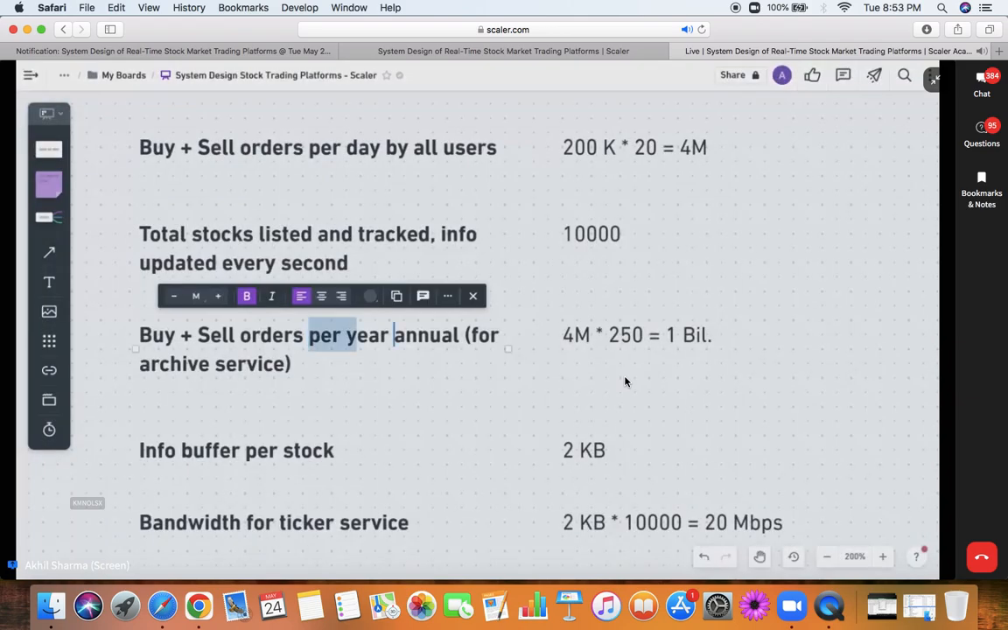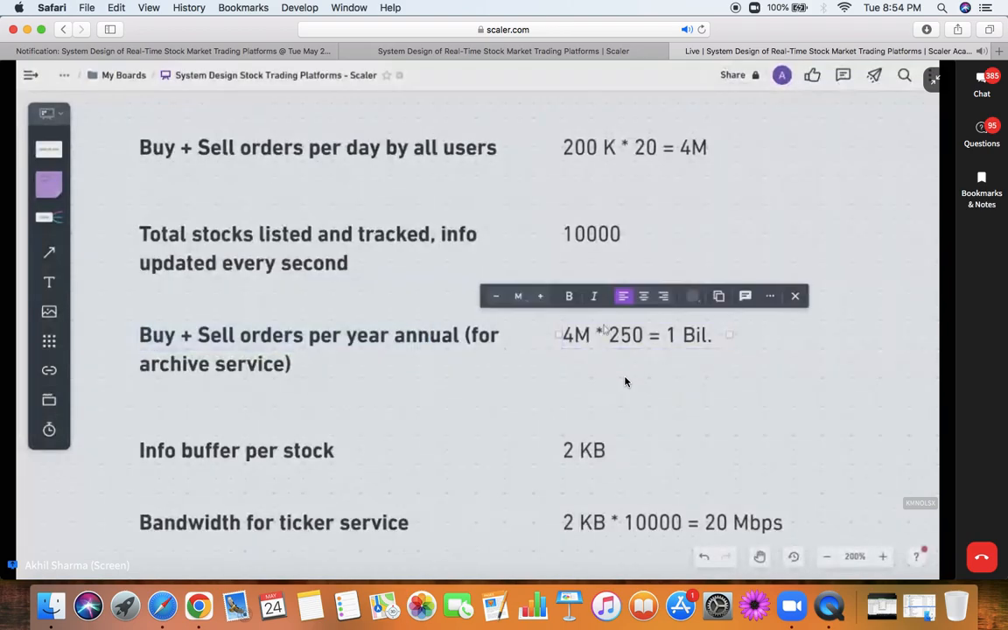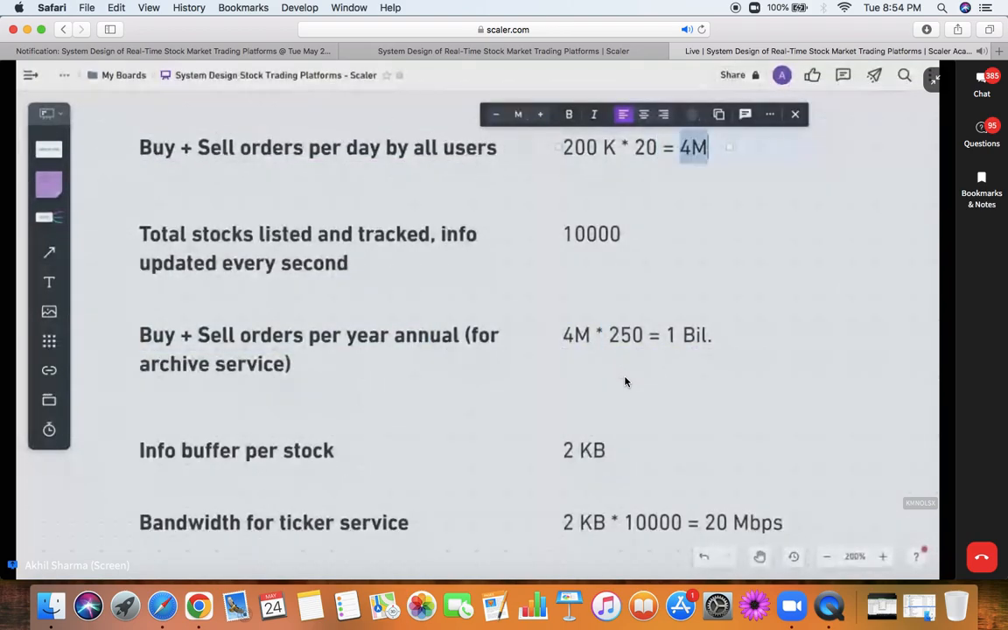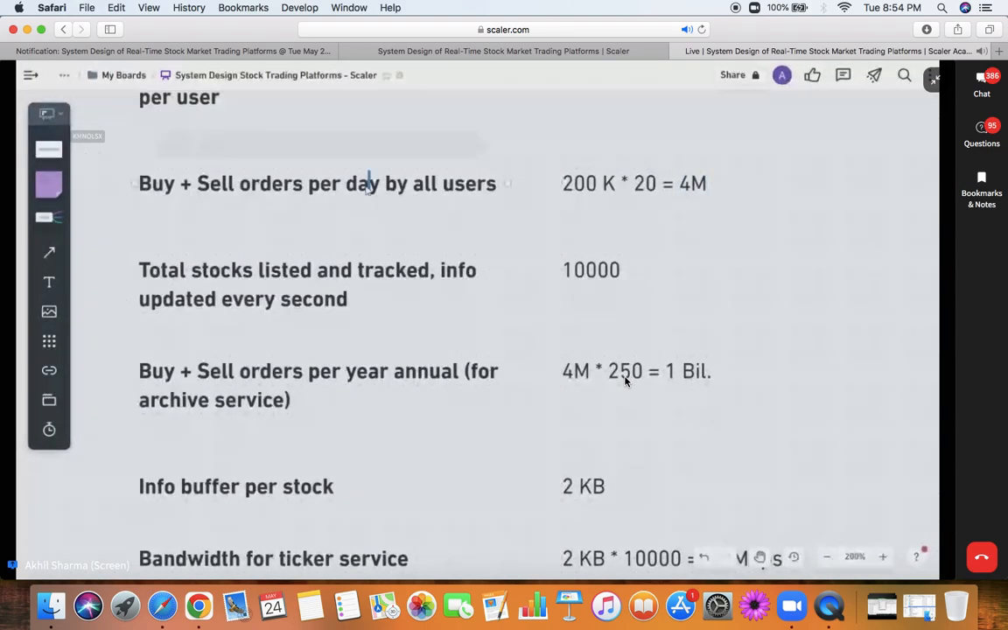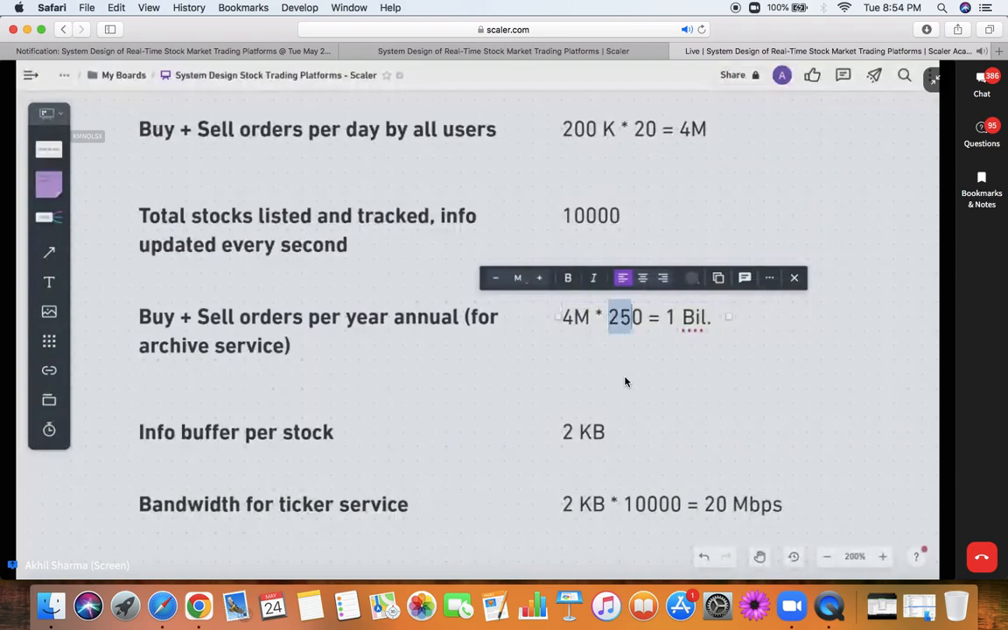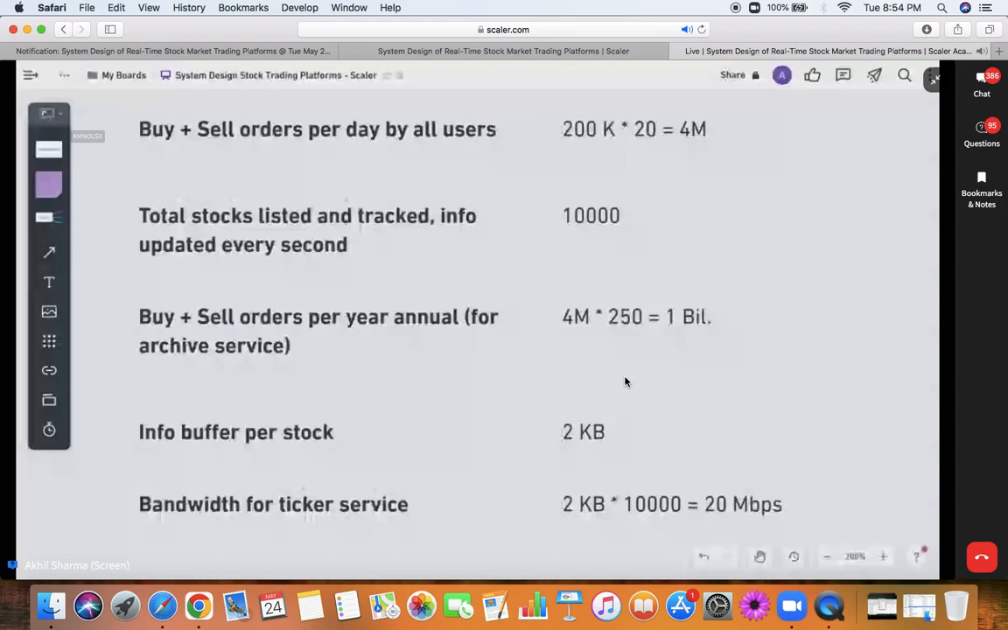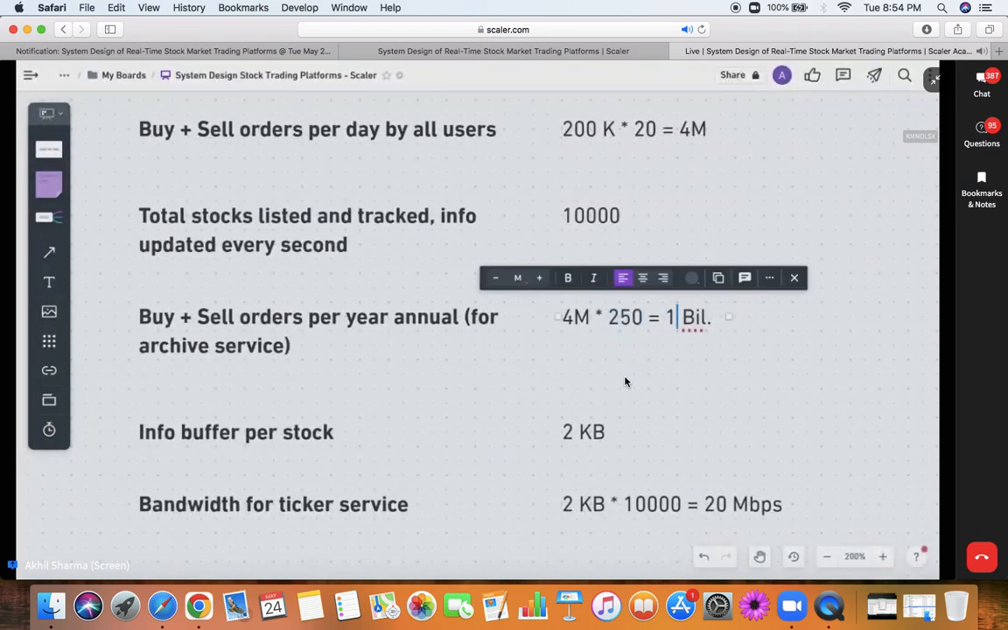So for our archive database, to scale it, you want to understand what the size of the archive database is that I want to have on the cloud. To be able to do that, I want to know what my total buy and sell orders per year are. Per year, since I have 4 million per day, I've just calculated here with all of you, 4 million buy and sell orders per day by all users into 250 days, because we all know that stock markets don't work every day. They work only on 250 days in a year because there are multiple holidays and all of that stuff. They don't work on the weekends, right? So 250 days is what we consider. So we're basically saying approximately 1 billion, right?